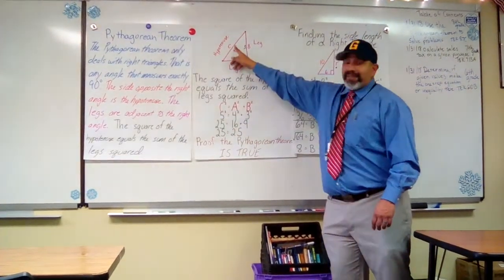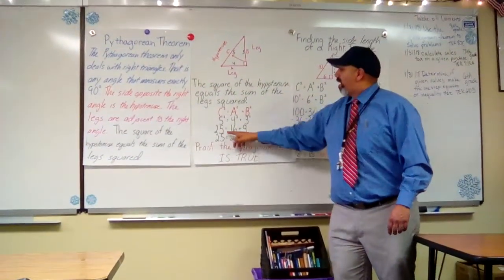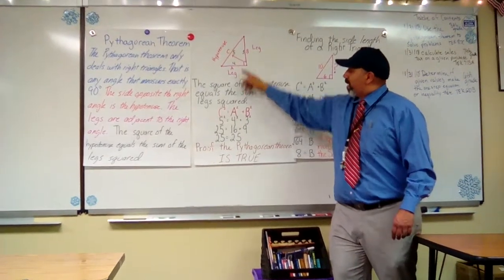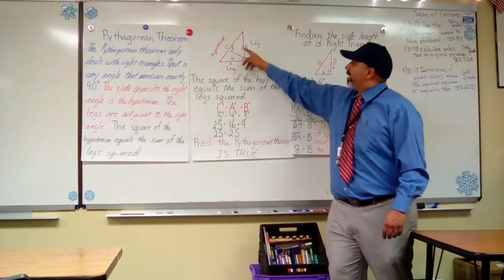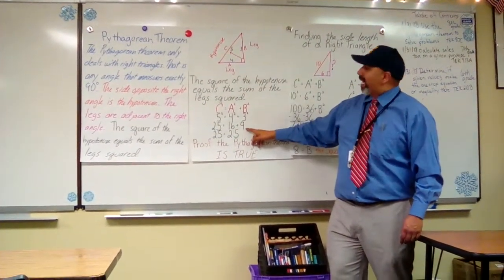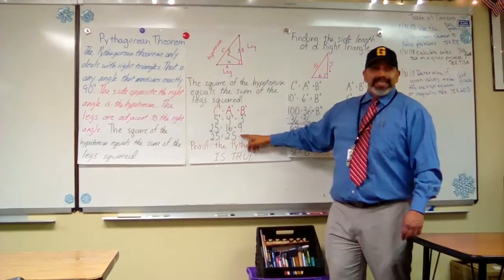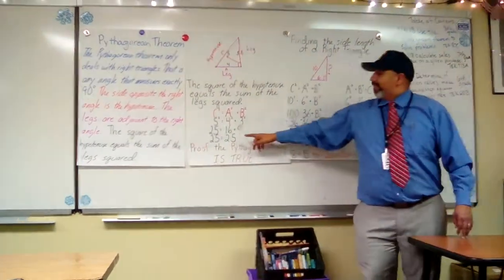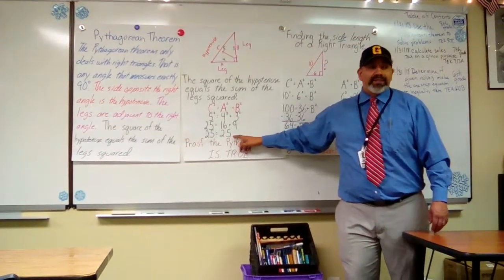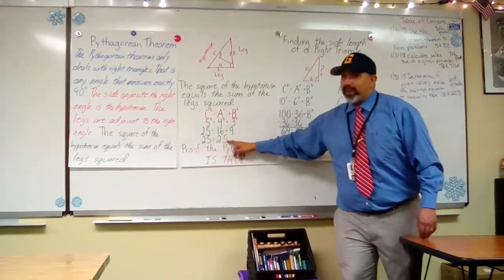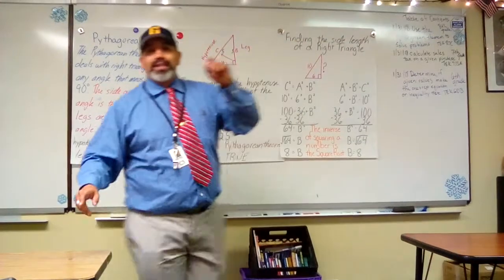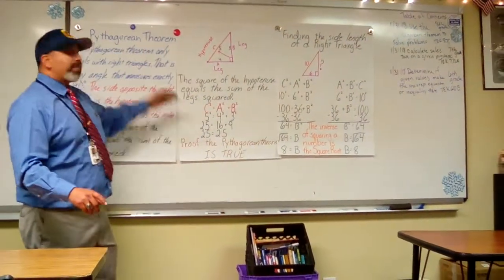5 when it's squared equals 25. 4 when it's squared equals 16. Then 3 when it's squared equals 9. 16 plus 9 is going to give you 25. 25 equals 25. So that is proof. That is proof that the Pythagorean theorem is true.